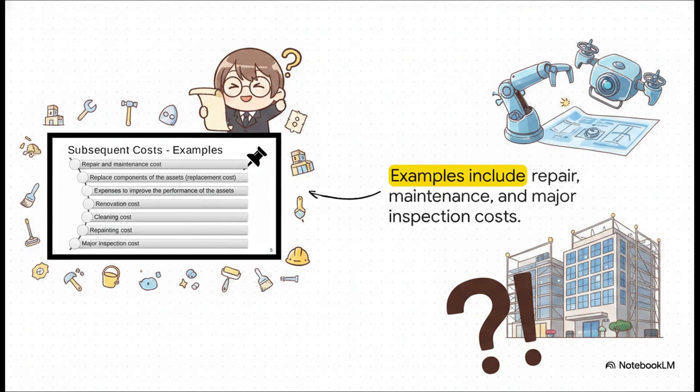This brilliantly illustrates the everyday reality of running a business. Subsequent costs can really be anything, from your basic repairs, daily maintenance, a bit of cleaning or repainting, all the way up to replacing major components, paying for a massive inspection, or doing a full-blown building renovation. But here is the accountant's dilemma. Do all of these costs get recorded the exact same way? Spoiler alert, nope, they definitely don't.